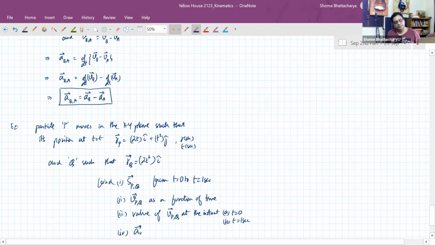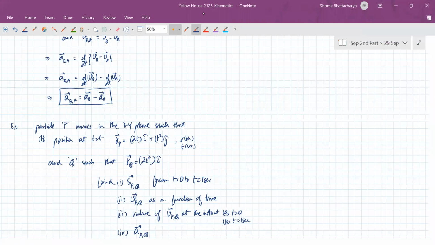The acceleration of P with respect to Q. So this question will cover all the definitions that we've seen so far. And also it will give you some practice of vector algebra as well as calculus. Just try this out and send me the answers.